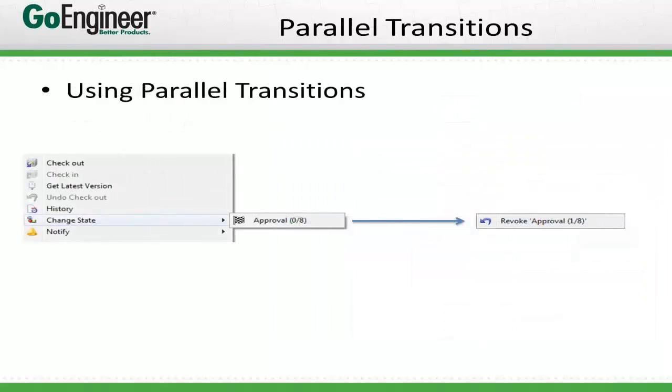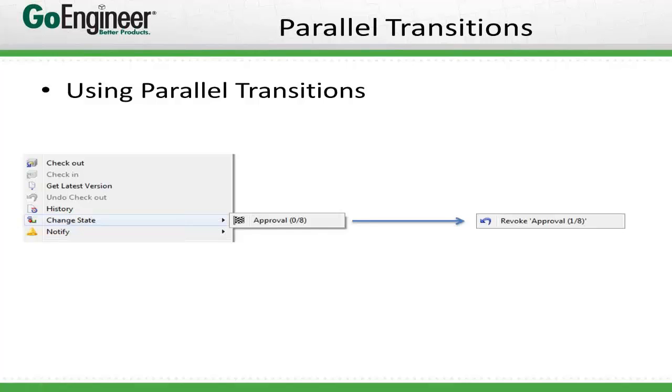So when we use this for the end user, you're only going to see a single transition option, and you're also going to see the number of current approvals and the total number of approvals needed. Okay, so in this case, I have 0 current approvals for this file, and there are 8 approvals required. So once I actually click on this change state action and essentially vote to approve this file, I can now see that there's 1 vote for this file for approval, and there are 8 total required.